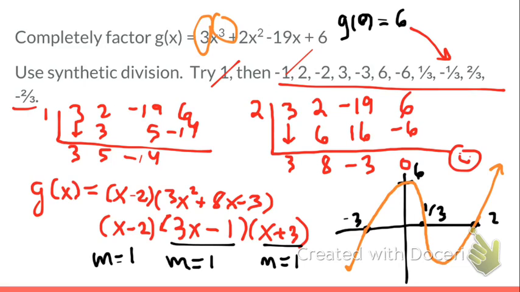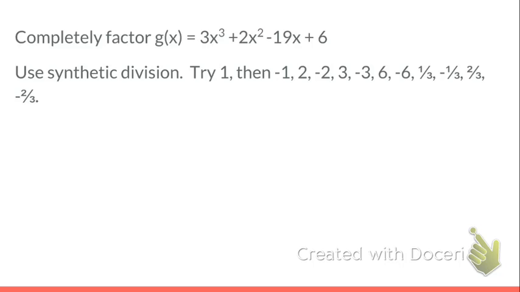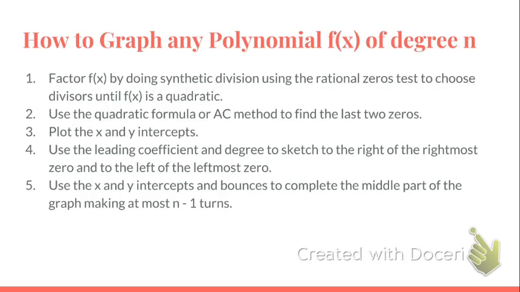Alright, you've got to hit the zeros, respect end behavior, find your y-intercept, and don't do more than n minus 1 turns. Thanks for watching this long video, but there's a lot of good stuff in there. Everything right here is just the steps to graphing a polynomial that I just went over. So if you want to jot that down now, it's there. And that's it. Thanks for watching.